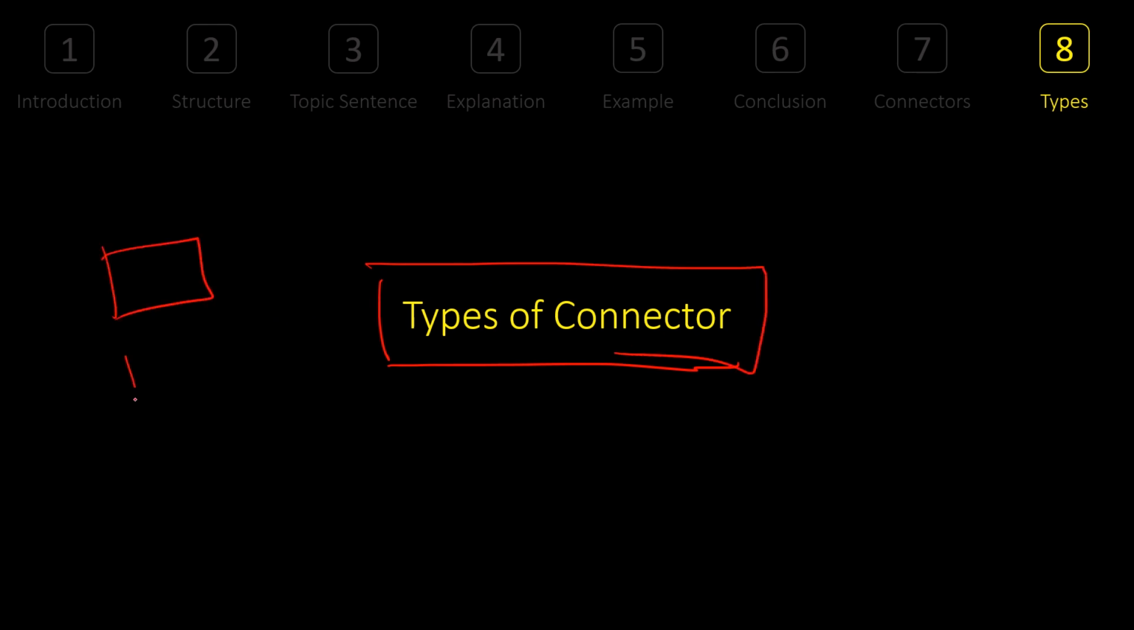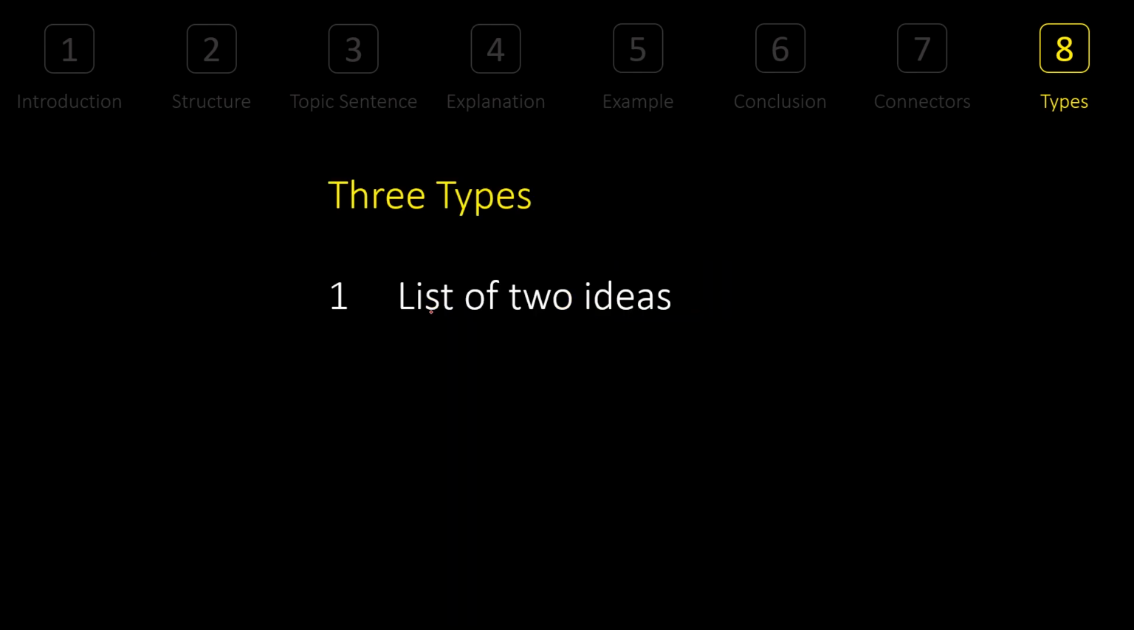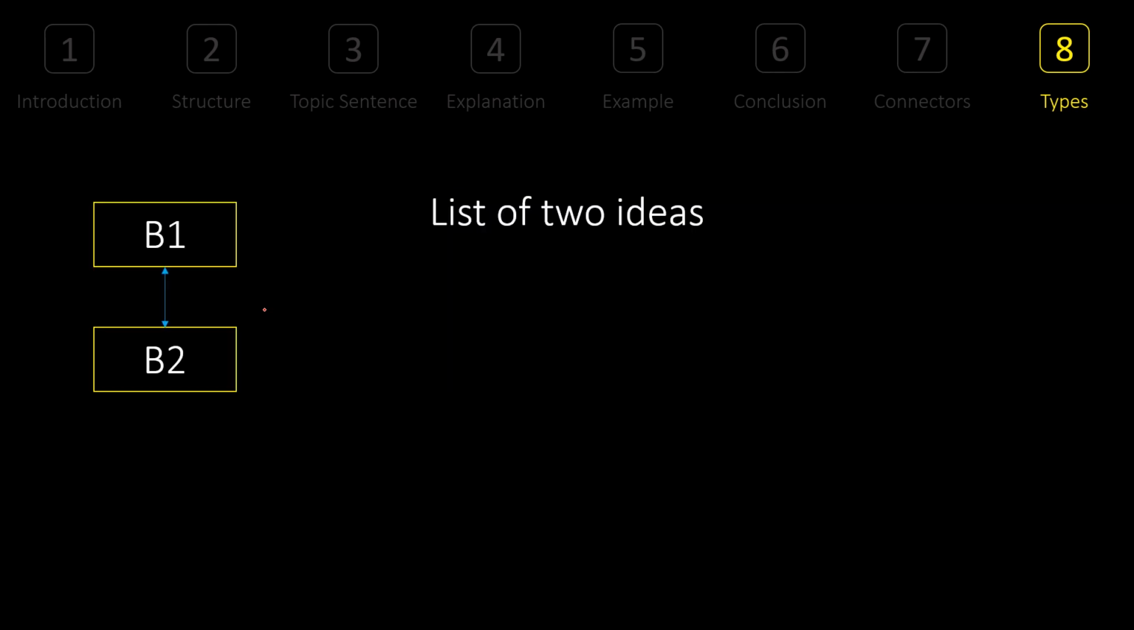We have body paragraph 1, 2, 3. If I suddenly read the middle body paragraph, I should know what could be in the previous one. Or if I'm reading the first one, I should know what is in the next one. Clear? Now look at the 3 types. The first type is a list of 2 ideas. What is the meaning of this list of 2 ideas?